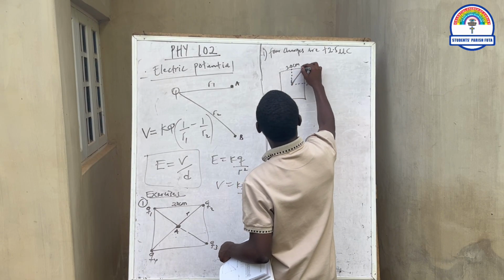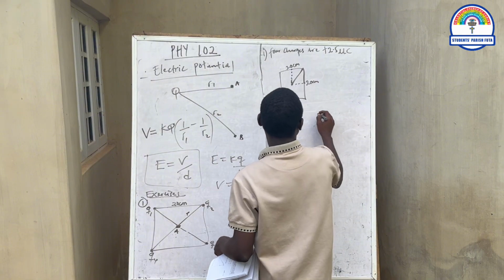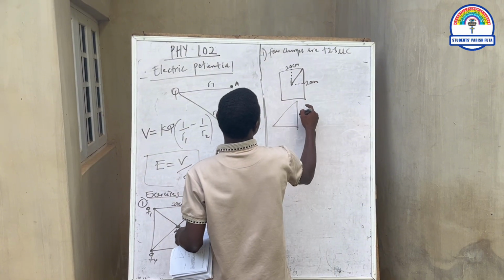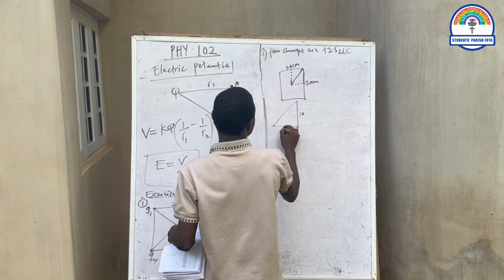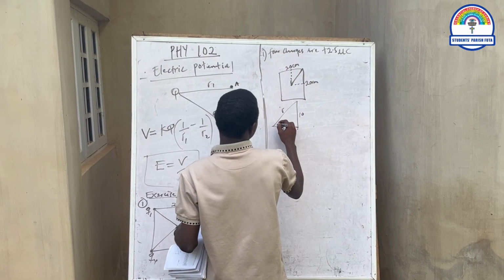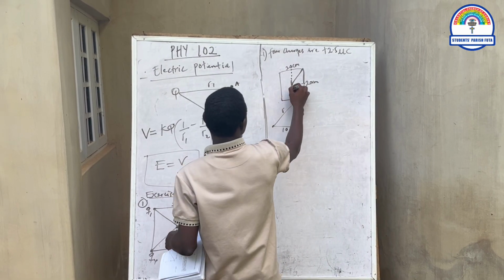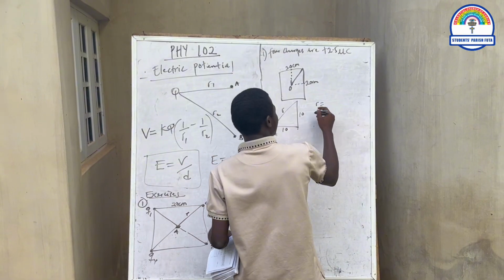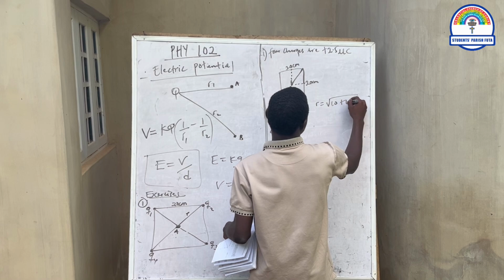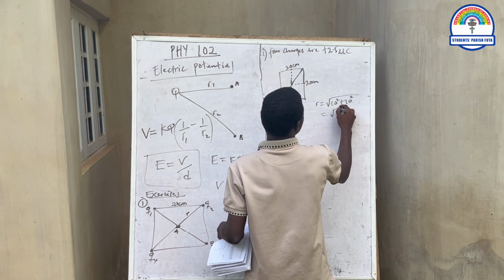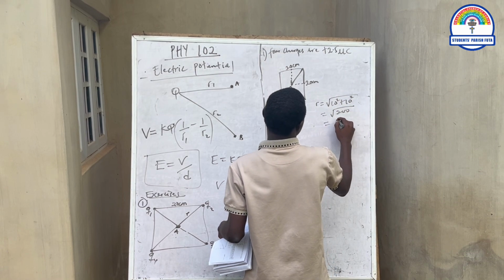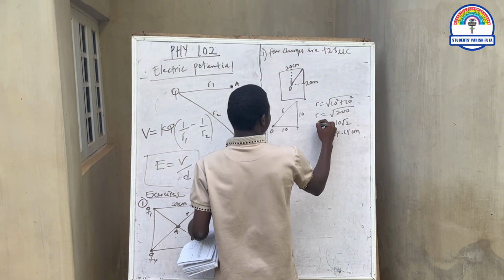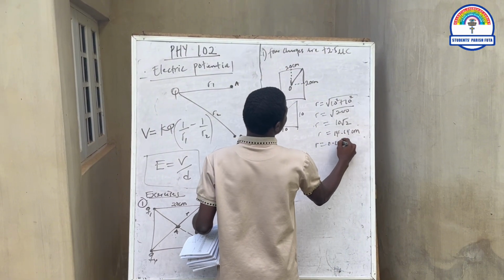So what would this be? This is a triangle, and this will be 10, because half of this 20 will be 10. So I'm looking for this, the center of the circle. So R would be found using Pythagoras theorem: 10 squared plus 10 squared. That's the square root of 200, which is 10 root 2, and that should be 14.14 centimeters. So in meters, R is 0.14 meter.